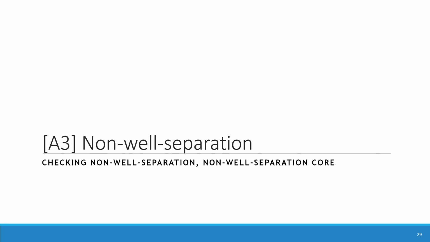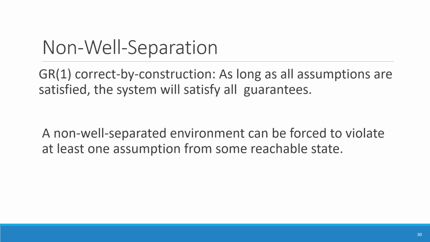So welcome to this session A3 on non-well separation, and we will quickly recall what it means to have a correct by construction synthesis. In our GR1 synthesis, we always have assumptions and guarantees, and the semantics of such a specification is that as long as all the assumptions are satisfied, the system will guarantee that it satisfies all of the guarantees. So this is when we have a realizable specification, and the controller that we synthesize will be the one making sure that all of the guarantees are satisfied as long as all the assumptions are satisfied, right?